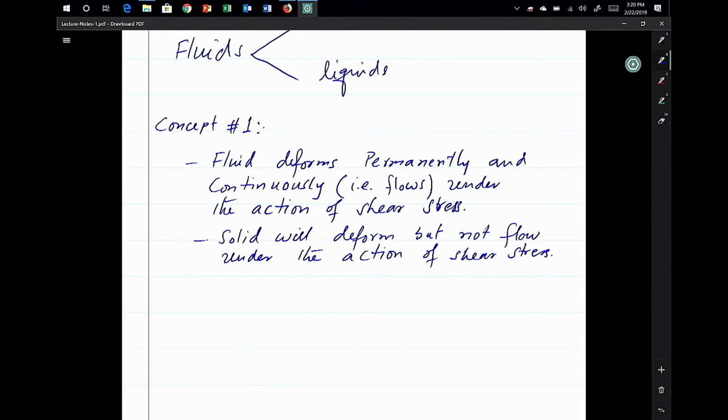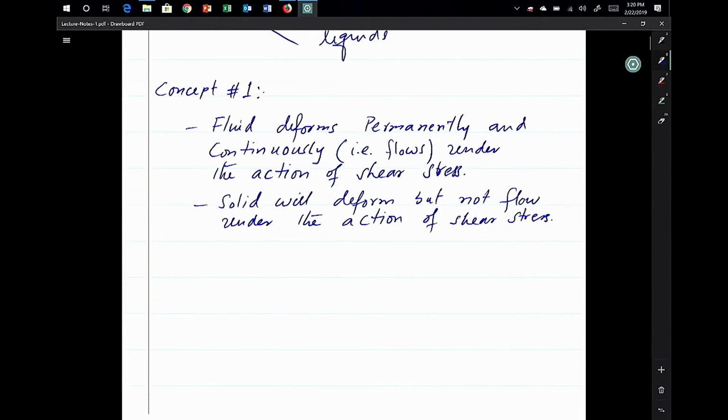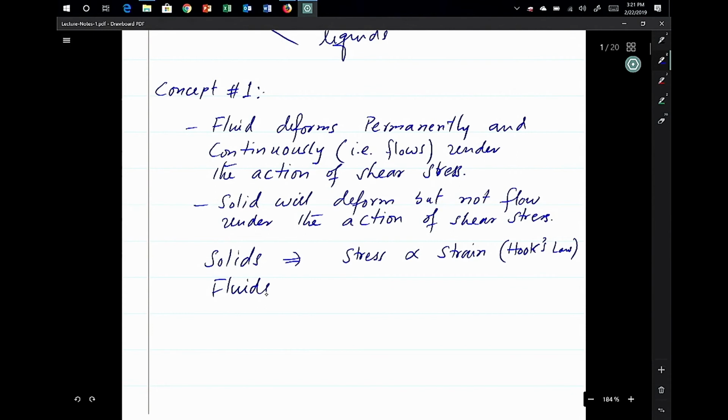Another difference that you can write under concept 1 is that in case of fluids, rather let's look at first in case of solids, because I think we are more familiar with solids. We know that stress is directly proportional to strain, which is kind of called Hooke's law. And in case of fluids, stress is directly proportional to rate of strain.